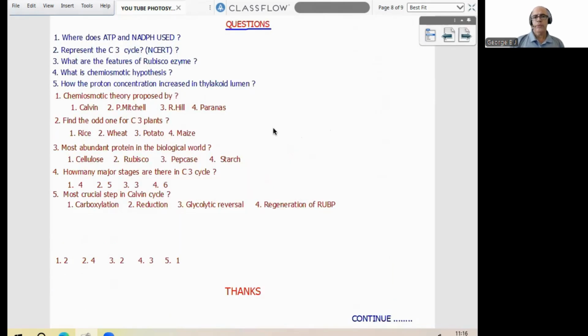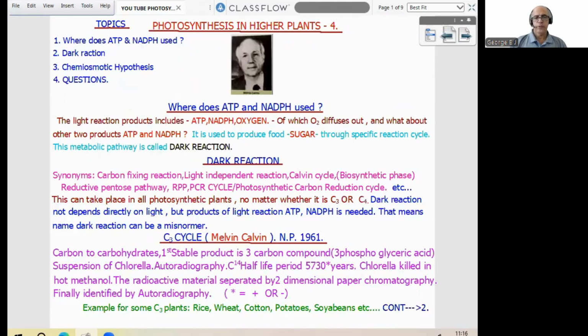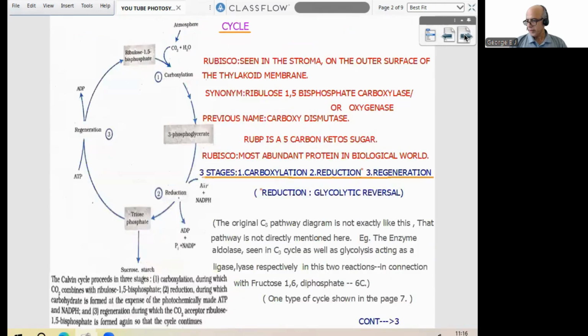Now, five theory questions and five NEET model questions with the key. So what all things did we learn in this episode? We can just pass through. We started with the introduction, what all things we will be learning. Then where ATP and NADPH are used. Then the dark reaction, is it a misnomer? The C3 cycle, Melvin Calvin, Nobel Prize. After that, some C3 plants, then the cycle here, mainly the chemicals.